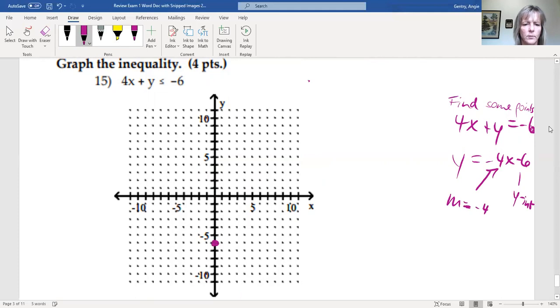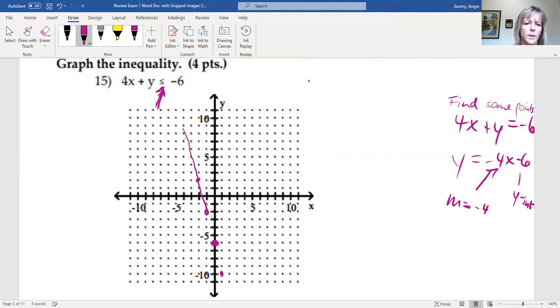Cross is at -6, slope is -4. Down 1, 2, 3, 4, over 1. Or up 1, 2, 3, 4 to the left 1, regardless it's a negative slope. Now I almost wish this one were an inequality without an equal sign, because then you have to think right here, before I connect those, I need to look at that and say, is it solid or is it dotted or dashed? This is a solid line. So that's why I don't like it that much.